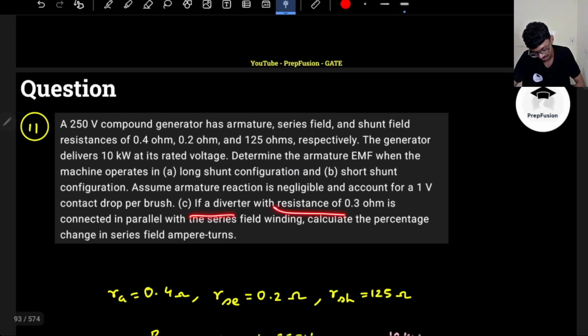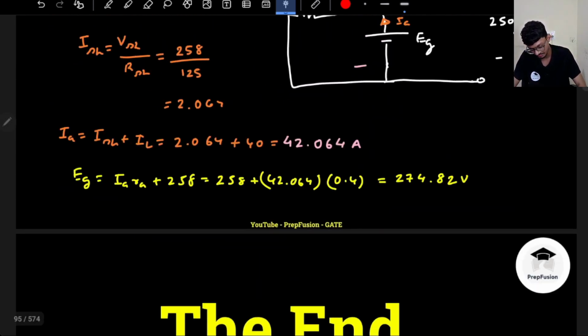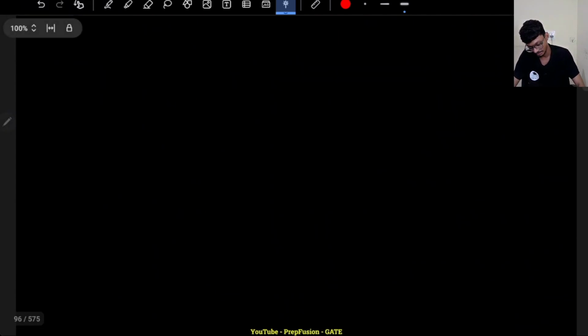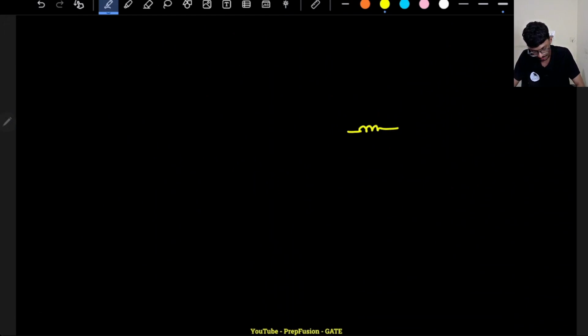If a diverter with resistance of 0.3 ohms is connected in parallel with series field winding, calculate the percentage change in series field ampere turns. So this is a bit interesting. They are just asking if I have connected a diverter resistance of 0.3 in parallel with a series field winding. So if I have a series field winding right here, I am connecting a resistance in parallel with this.